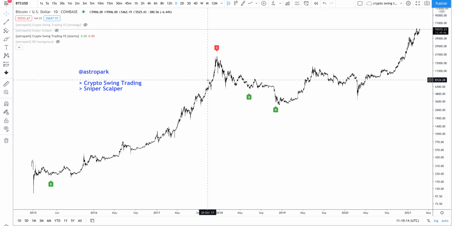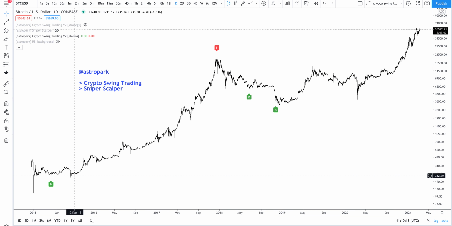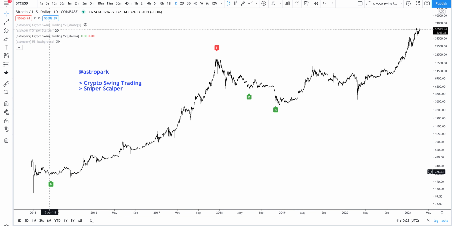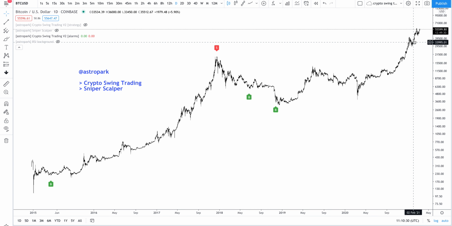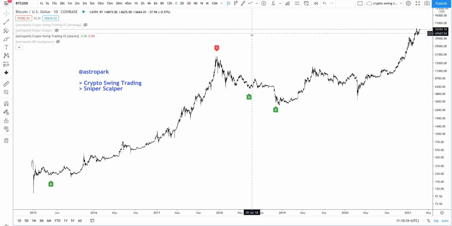Okay, here we are on the daily time frame. So you see, I would suggest to buy in the beginning of 2015. We are here in 2021. So how can we use the indicator? Of course, we need to go on a lower time frame.